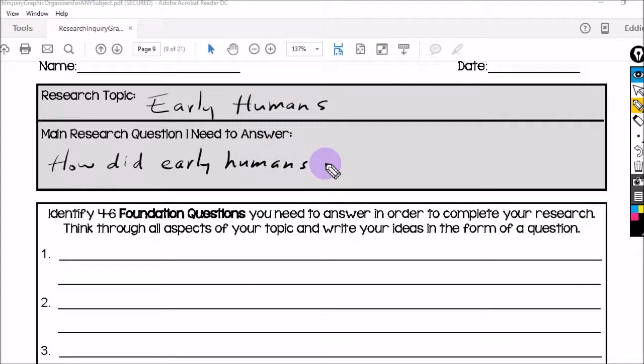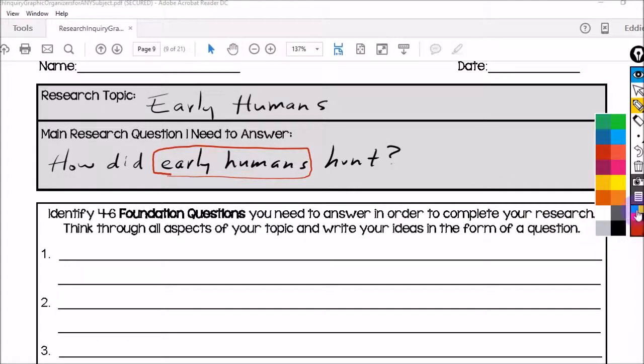So once you have that down, you want to start looking at what your subjects are in your question. So for example, my subject is early humans, and then what they did was hunt. So what you want to do is circle or put a box around your subjects. So I'm going to put a box around early humans, because that's mine. If yours is about the Holocaust, yours would be Holocaust. If yours is about ancient Egyptians, it would be ancient Egyptians that you would be putting a box around. And then I'm going to use a different color for hunt.